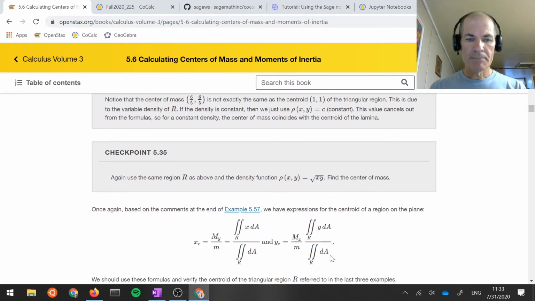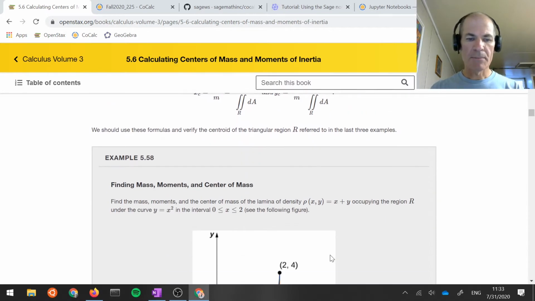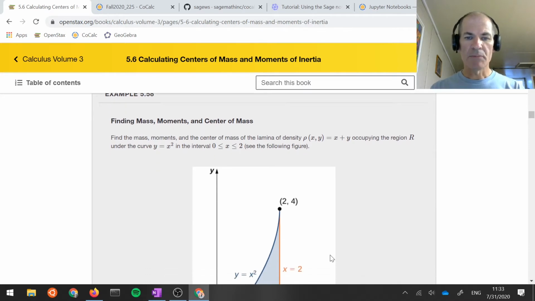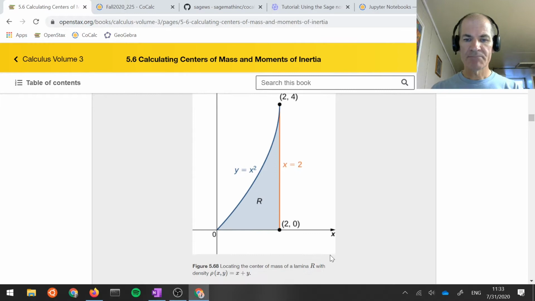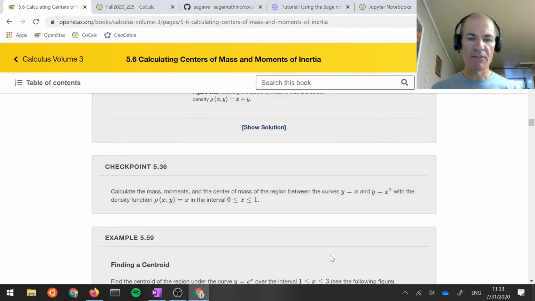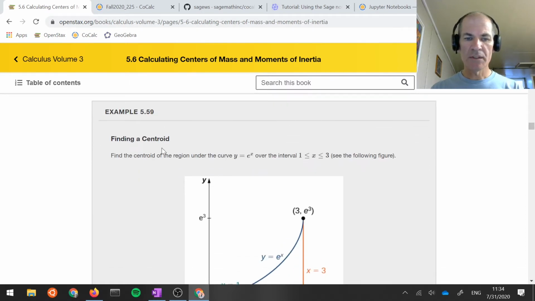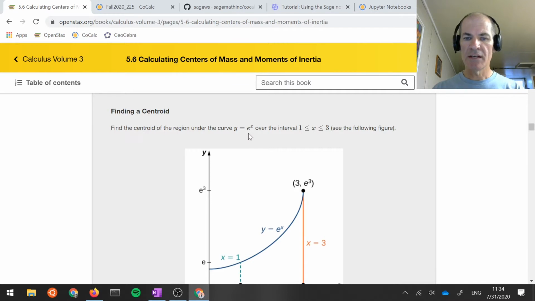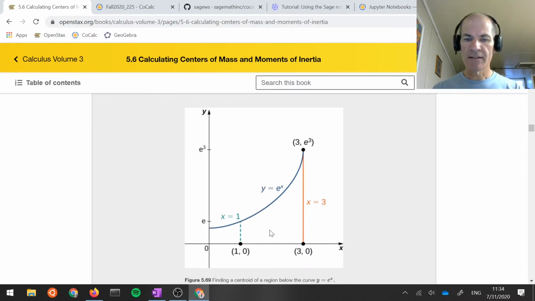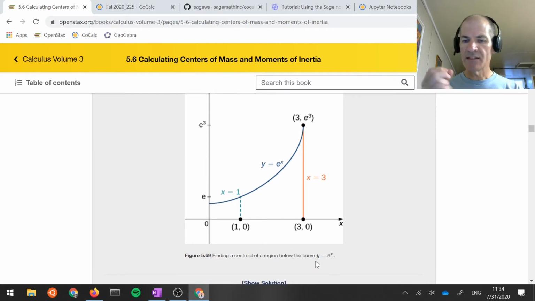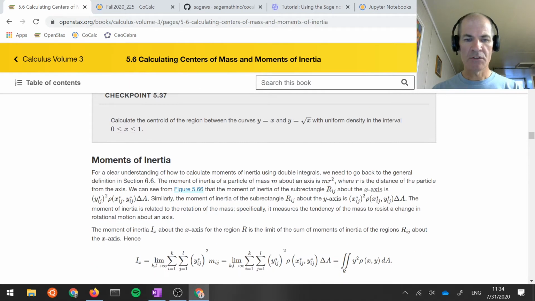Okay, there's another example, finding mass, moments, and center of mass. So again, another example. I'll leave these to you to read. Just note here, here's one with the centroid. Find the centroid of the region under the curve e to the x over the interval 1 to 3, like this. So here's the region above by the curve, below by the x-axis, left x equals 1, right x equals 3. You're finding the centroid. You're assuming that the density is 1, and that has some geometric information associated with it.